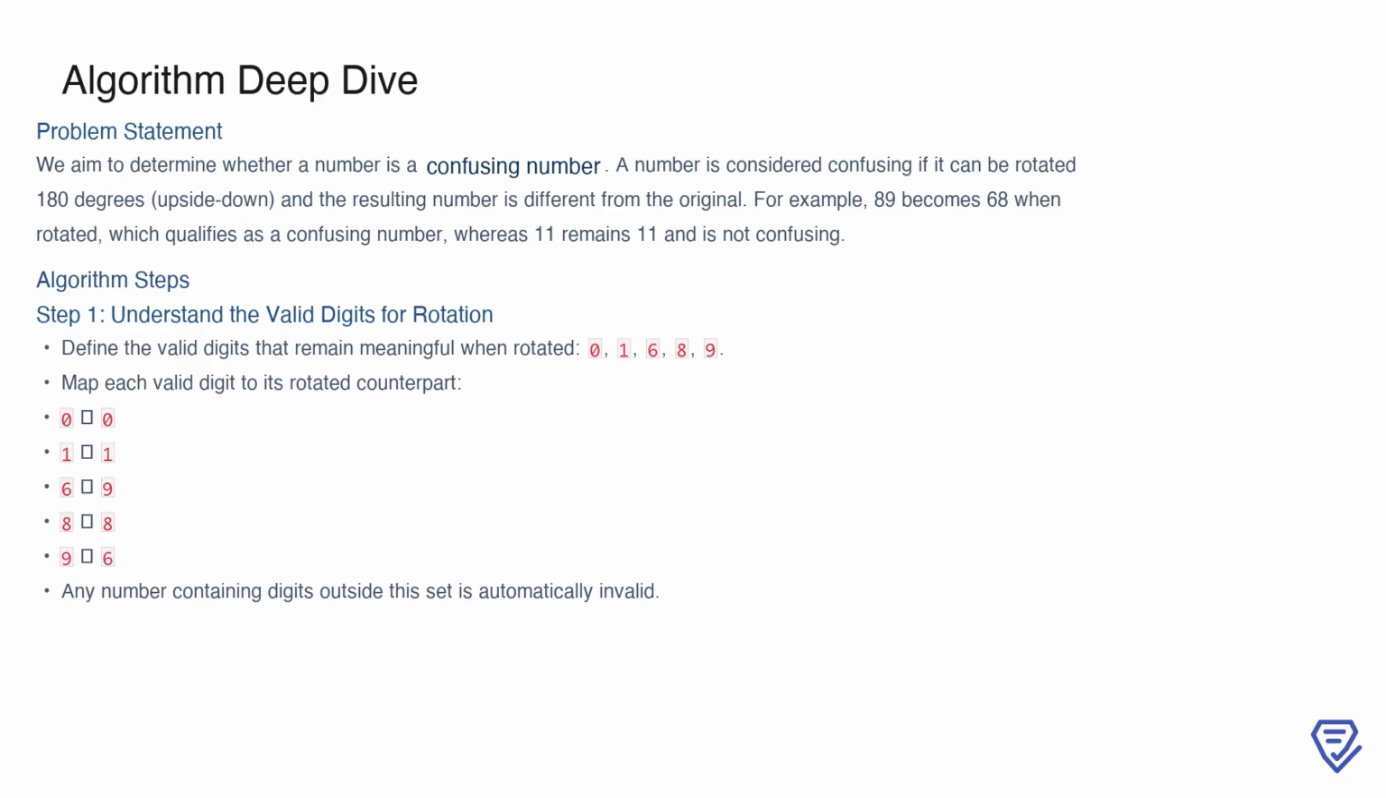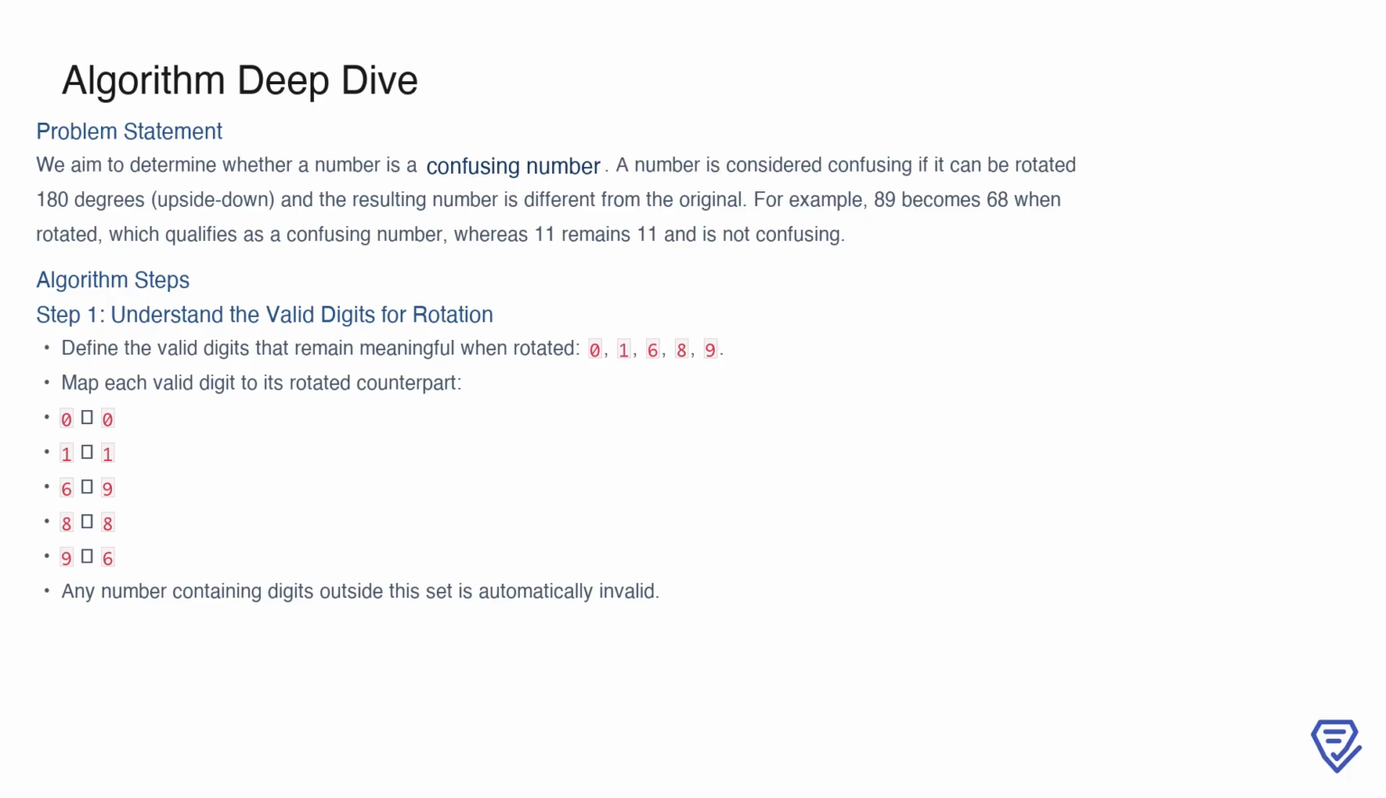To solve the problem, we first need to understand what makes a number confusing. A number is considered confusing if, when rotated 180 degrees, it transforms into a valid number that is different from the original. For instance, the number 89 becomes 68 when flipped, so it qualifies as a confusing number. However, a number like 11 remains unchanged when rotated and is therefore not confusing.